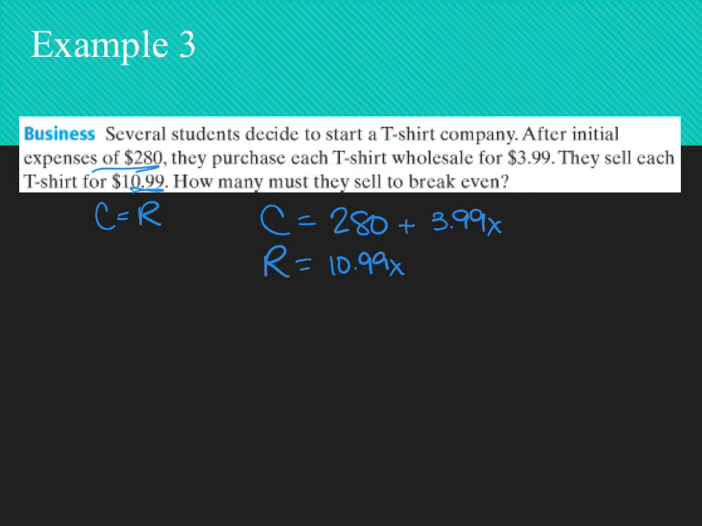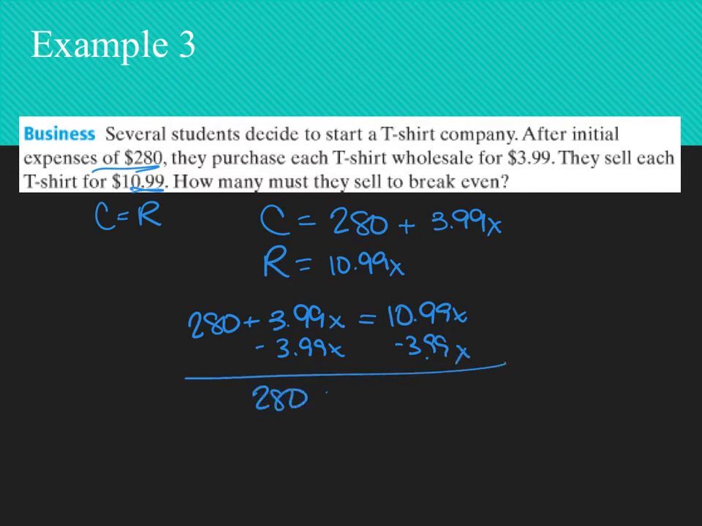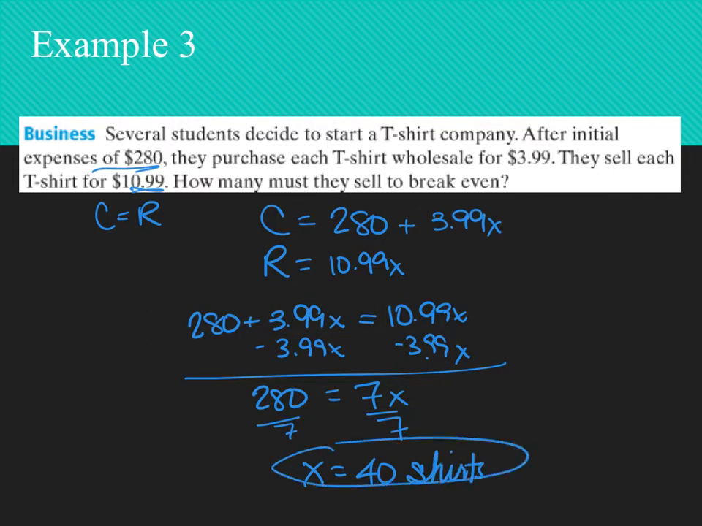So when I set my two equations equal to one another, we have 280 plus 3.99x equals 10.99x. Subtract 3.99x from both sides, and we are left with 280 equals 7x. Divide both sides by 7, and we can see that x equals 40. And if you remember, x represented the number of shirts. So you have to make 40 shirts in order to break even.